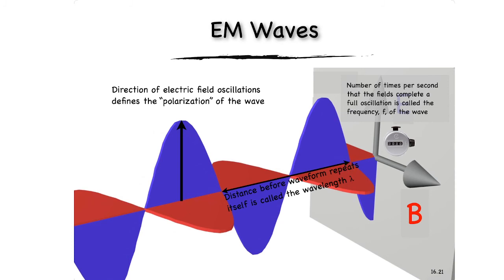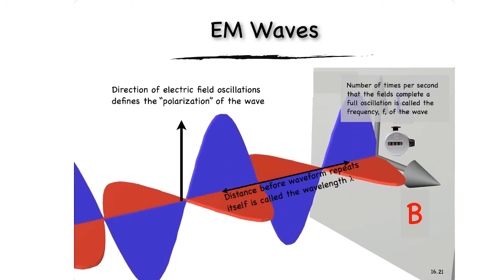The polarization of the wave describes the direction of the electric field. So if the electric field is pointing vertically, we would say the wave is vertically polarized. We could rotate this and have the wave polarized horizontally. And it's always the electric field that we use to describe the polarization. The magnetic field is always going to be perpendicular to that.